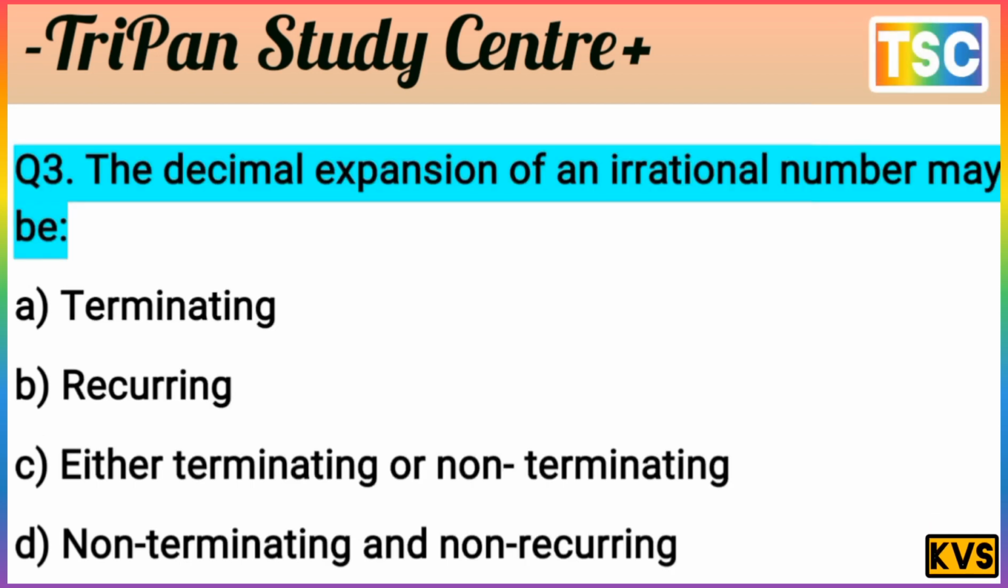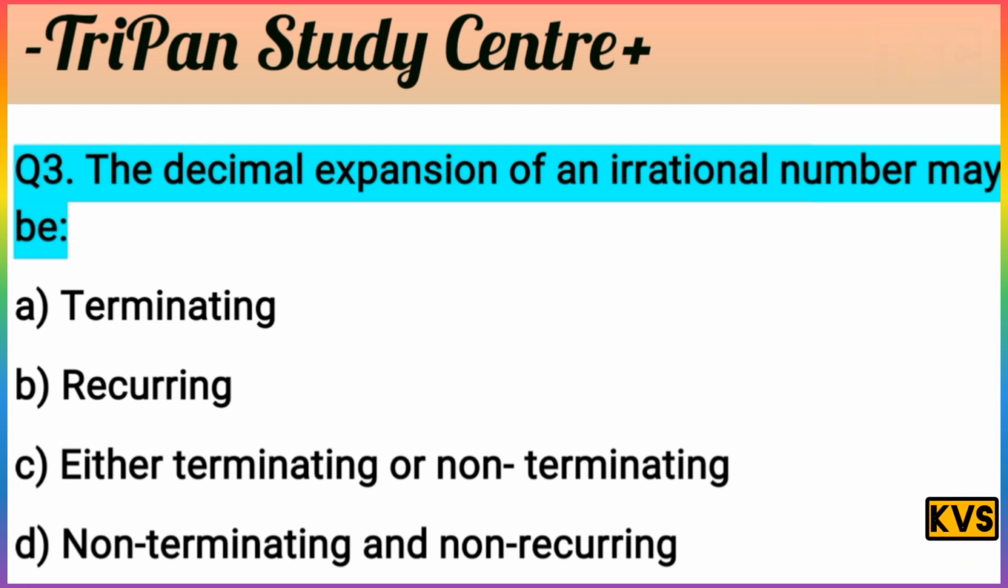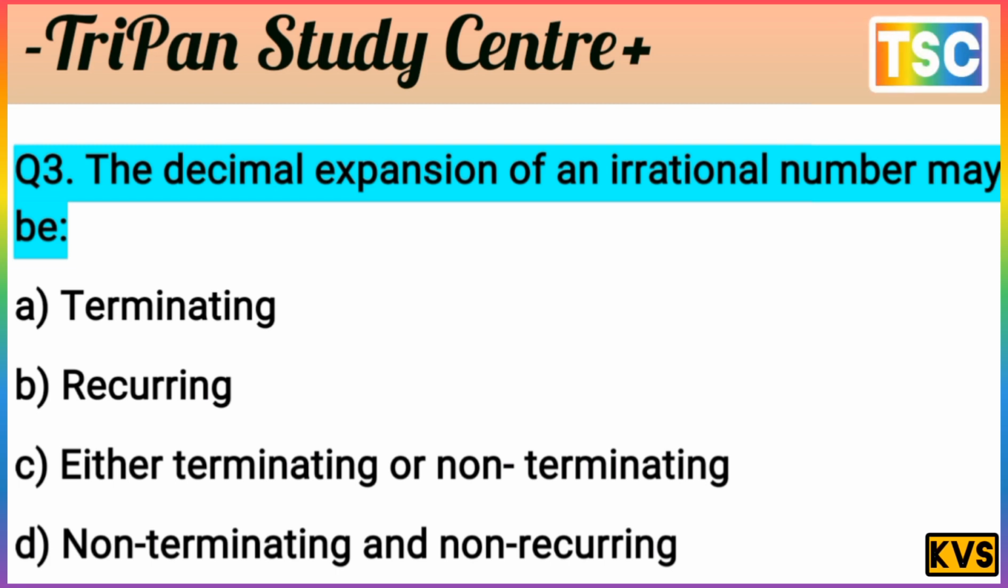The question on your screen: the decimal expansion of an irrational number may be. The options are: A, terminating; B, recurring; C, either terminating or non-terminating; and D, non-terminating and non-recurring. That's an important option here.